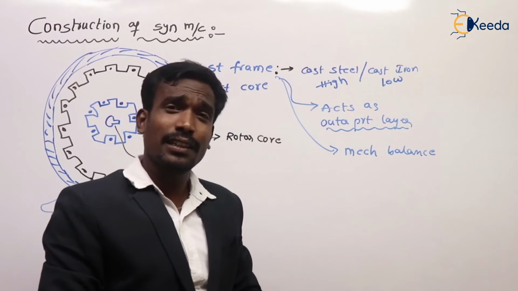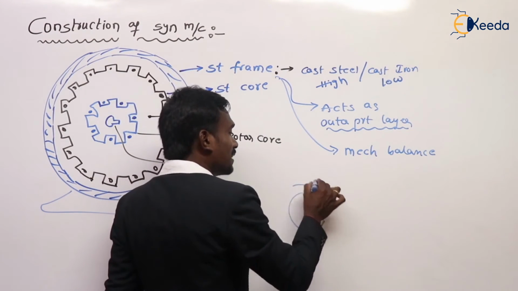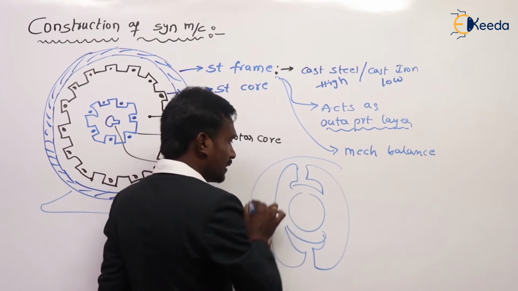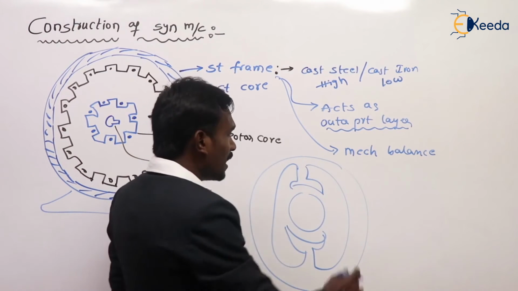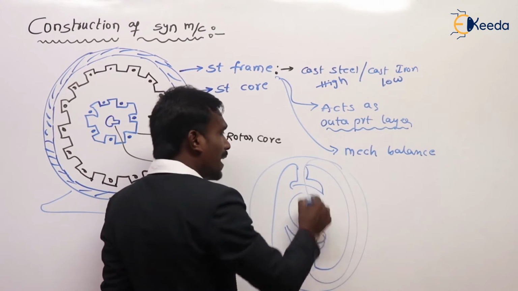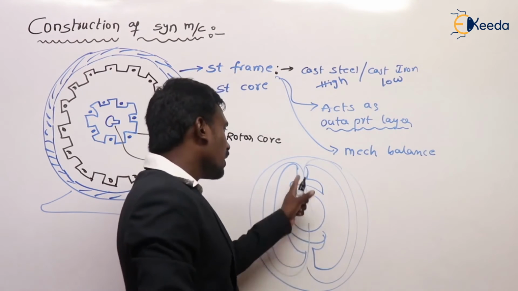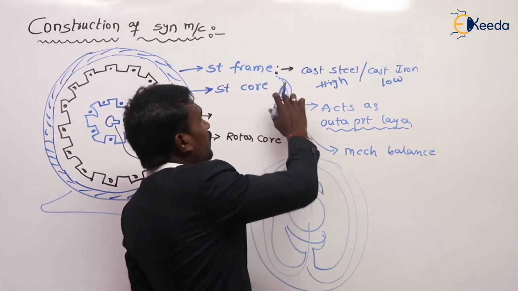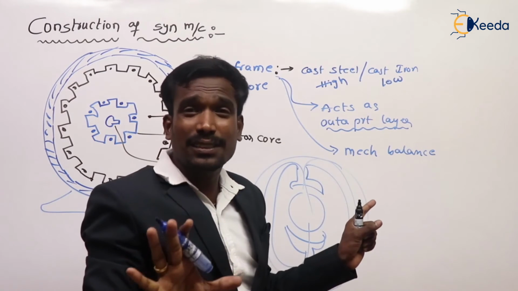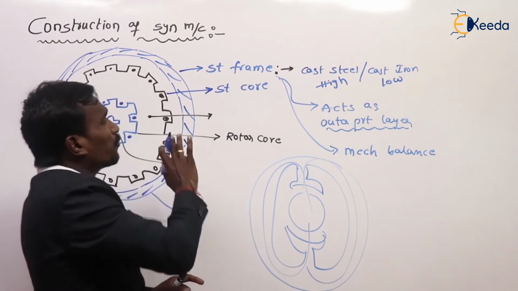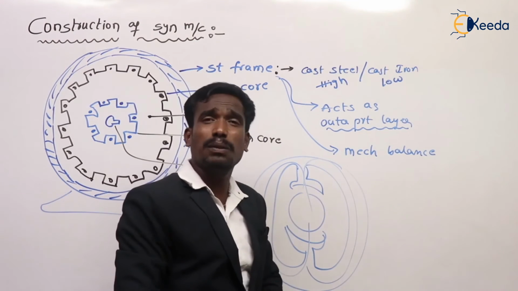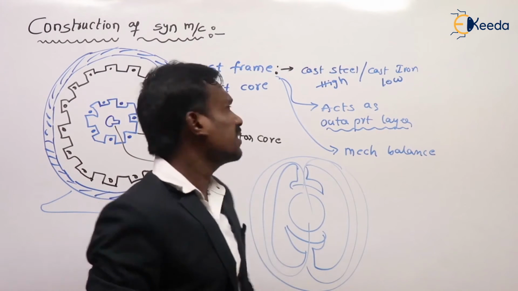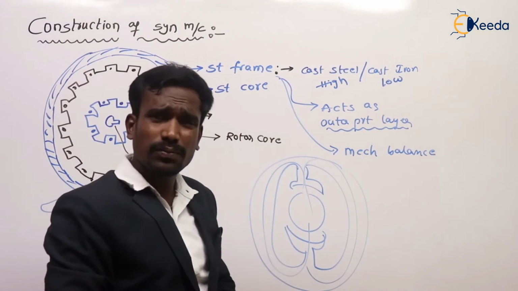In a DC machine, the additional advantage is that, for example, this is my DC machine. Here, the yoke also provides the flux path. But here, the stator frame doesn't provide the flux path. There is no need for a flux path. That is the difference between the yoke and the stator frame. This is simply about the stator frame.